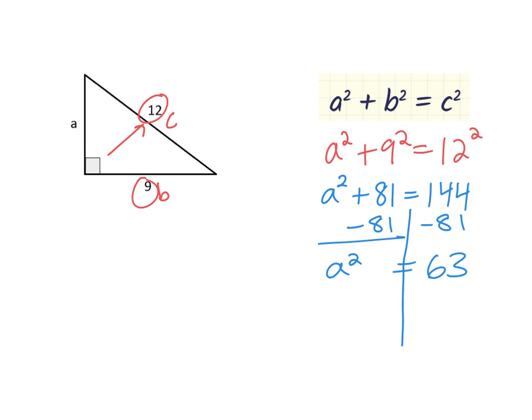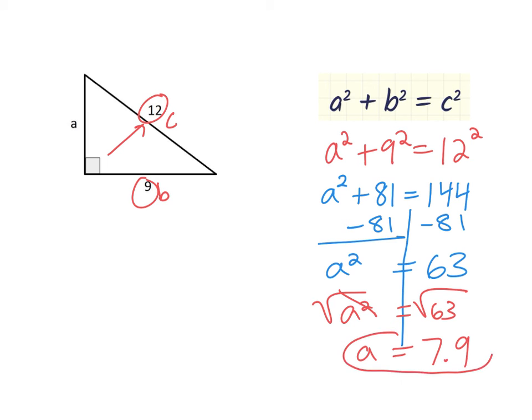Oh, that's so close to a perfect square that I know. 64, right, is a perfect square, 8 times 8. So my last step here is to take the square root of A squared and the square root of 63. My exponent and my square root cancel, so I'm left with A equals the square root of 63, which is 7.937, so about 7.9. That's going to be the length of this side, 7.9. So those are a few examples of how to find the leg length of a right triangle.